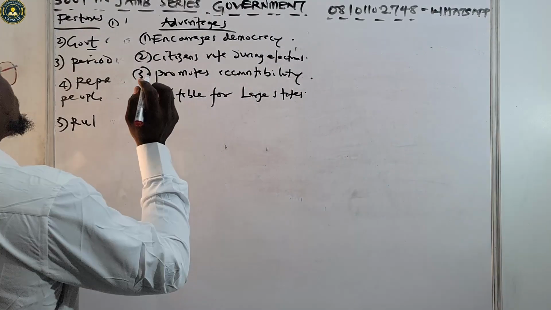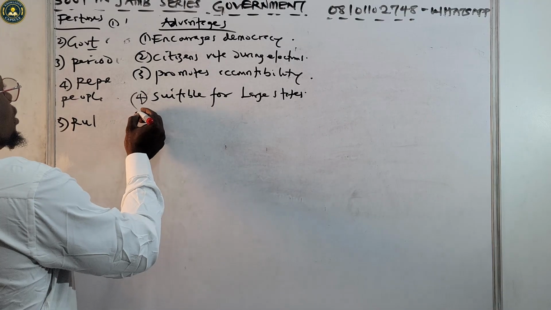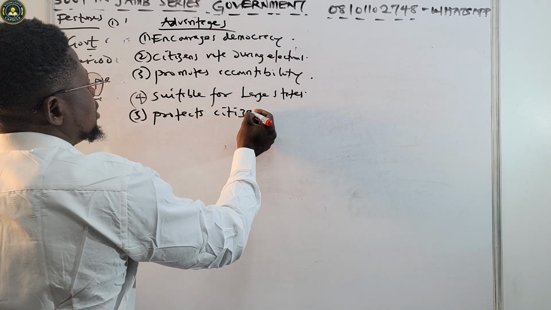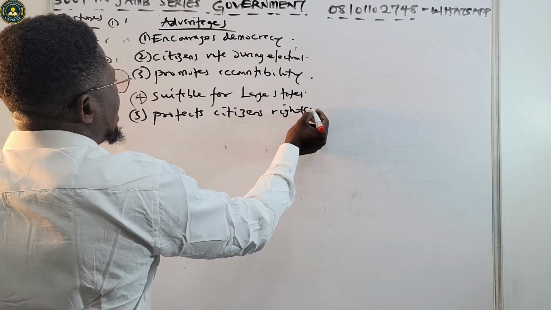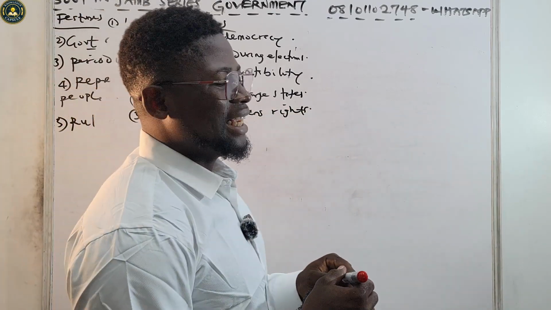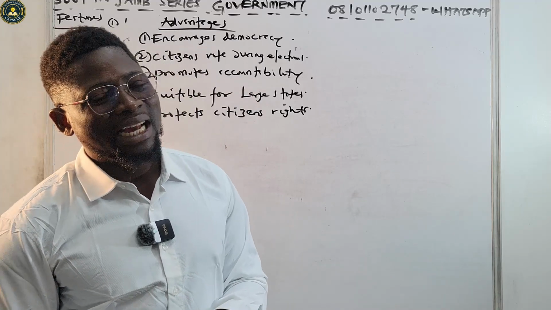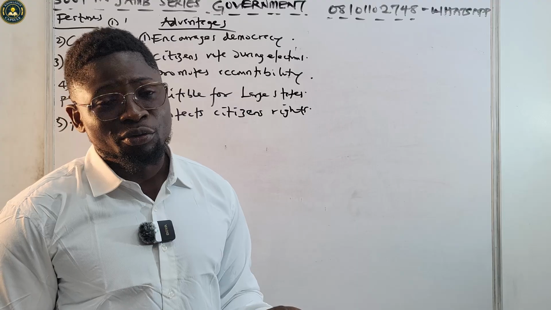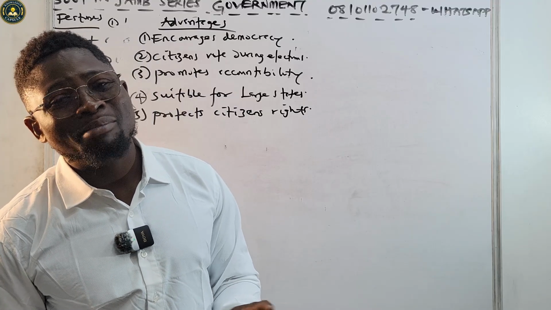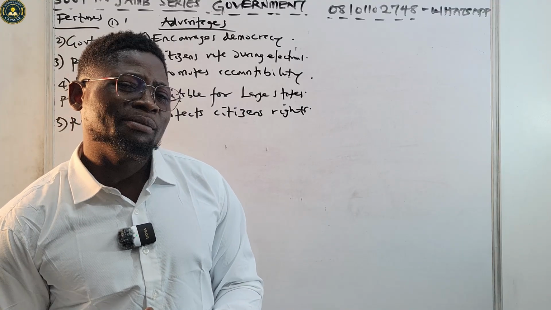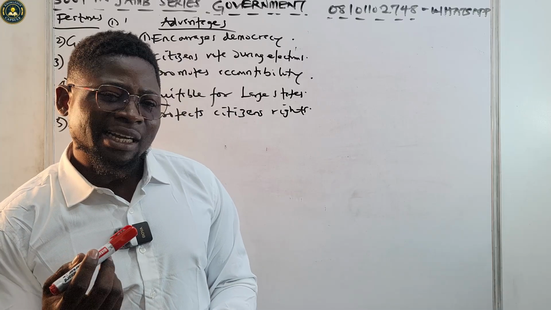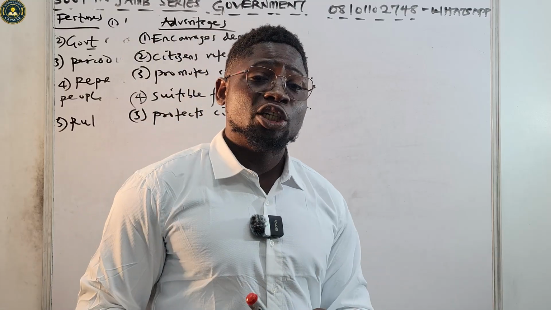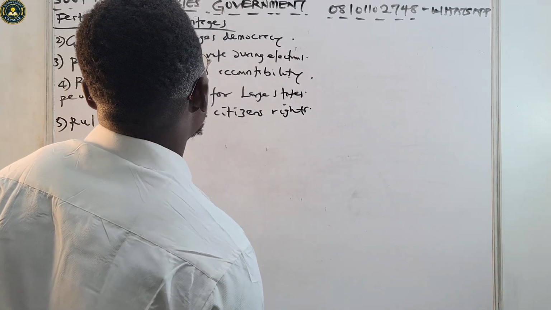Then number 5, it protects citizens' rights. Citizens' rights are protected. That's a big advantage of representative government, because before they go there, there are already rules. There's equality before the law also, and many other things. They could not have even gone to that office without the people. So there is protection of the citizen, because we give them the mandate.